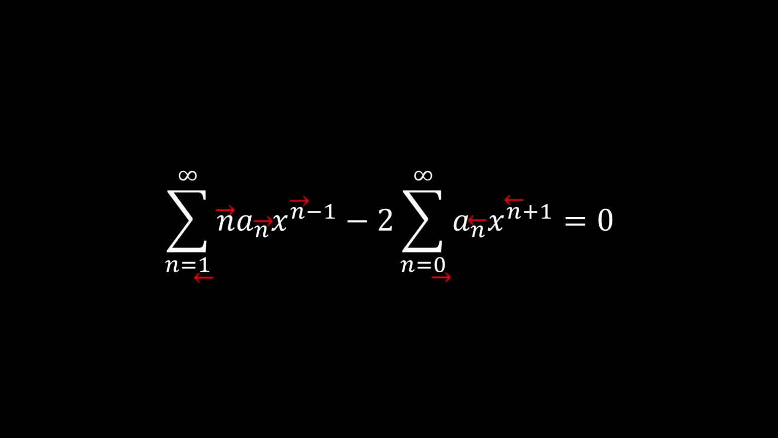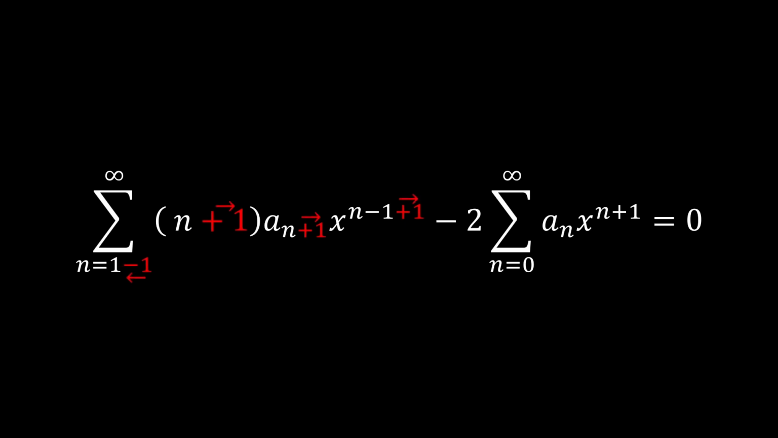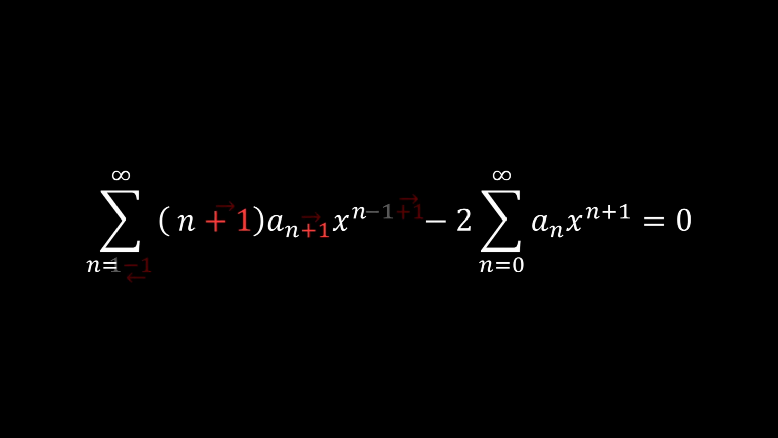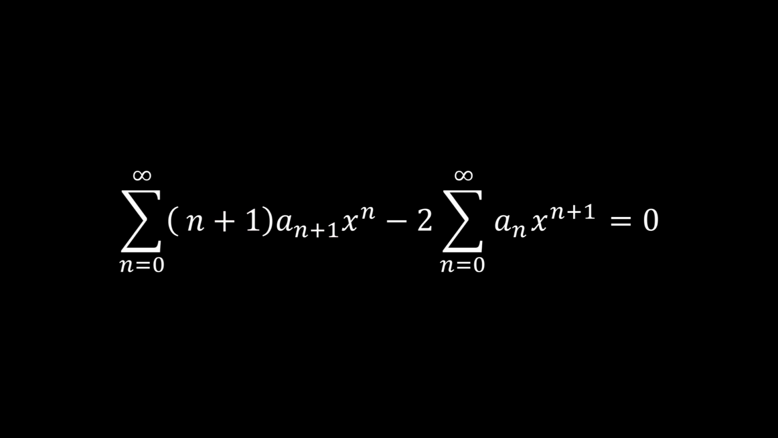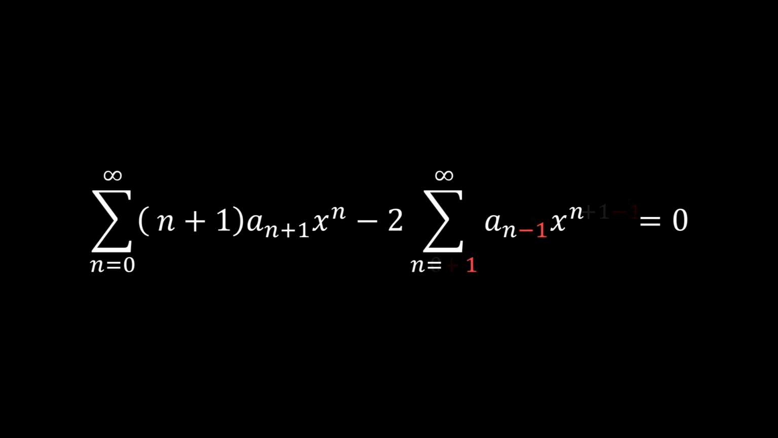For the first summation, this is done as such. We simply add 1 to the n's in the summation, and we subtract 1 from the starting point of the summation. This results in x raised to the nth power. We can do the same for the next summation. We can subtract 1 from the n's in the summation, and we add 1 to the starting point of the summation, and we end up with the following result.